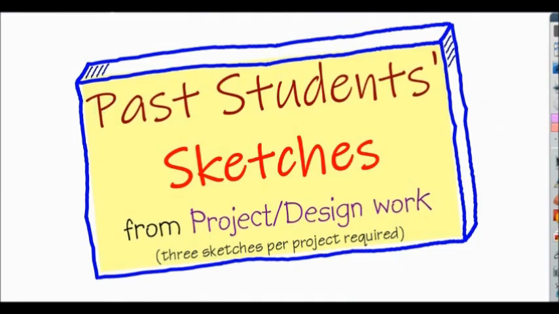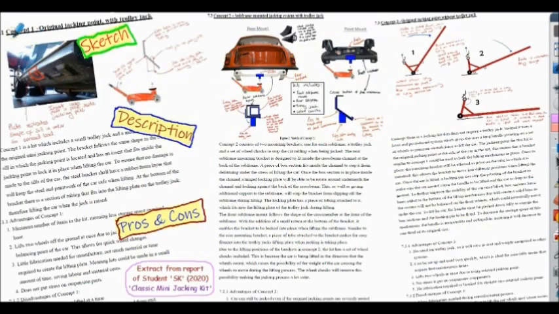I'm just going to very briefly show you some past student sketches that were produced for project or design work within college studies, and for each of the 3 concepts produced, a sketch was required. It was annotated, stating the main parts or components and highlighting salient features of the design, after which a written description was included. The description explained the function, purpose, operation of the concept shown in the sketch, highlighting such parameters as materials to be used, manufacturing methods proposed, safety considerations, cost, ease of use, etc.